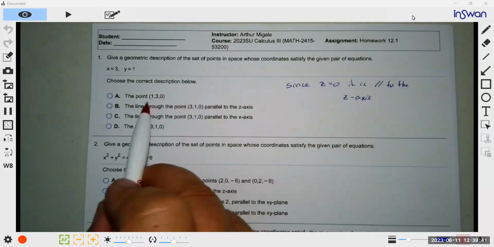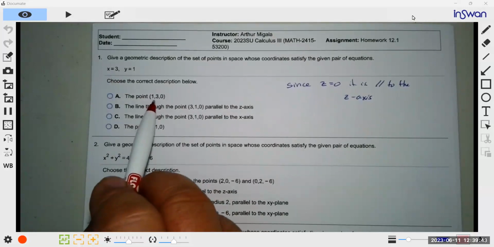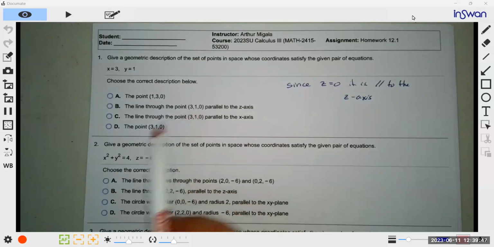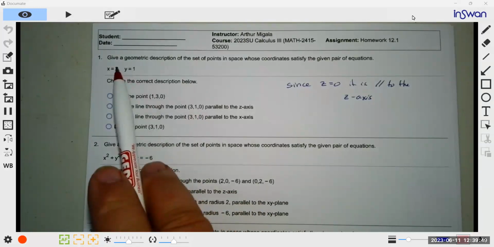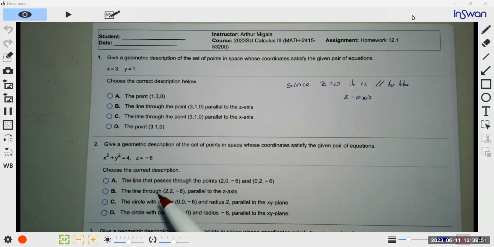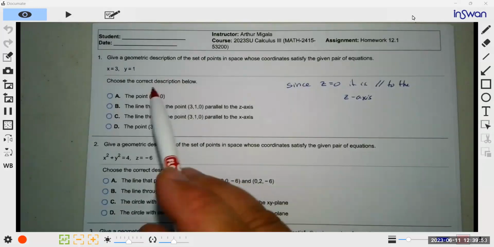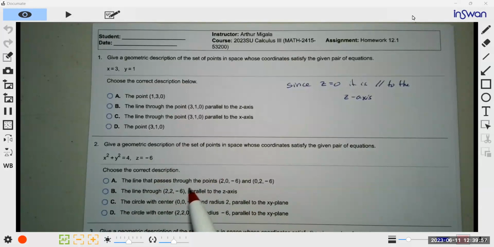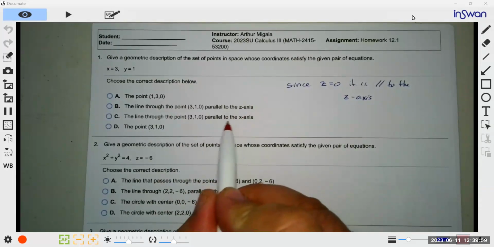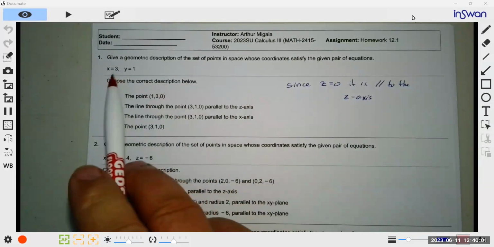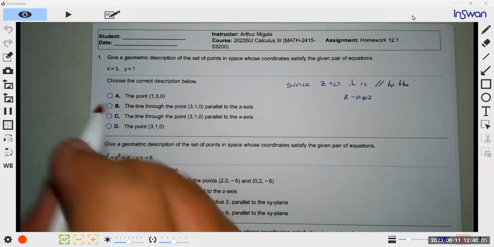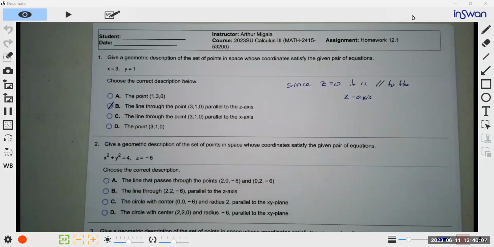So the only one, x is 3, y is 1, so that's not right. But it also says it can't be a point, because in 3 dimensions we don't deal with exact points. We deal with planes, so that can't be right either. So it's got to be B or C. It can't be parallel to the x-axis because it's already an axis there. It's going to intersect it. So the answer is B.